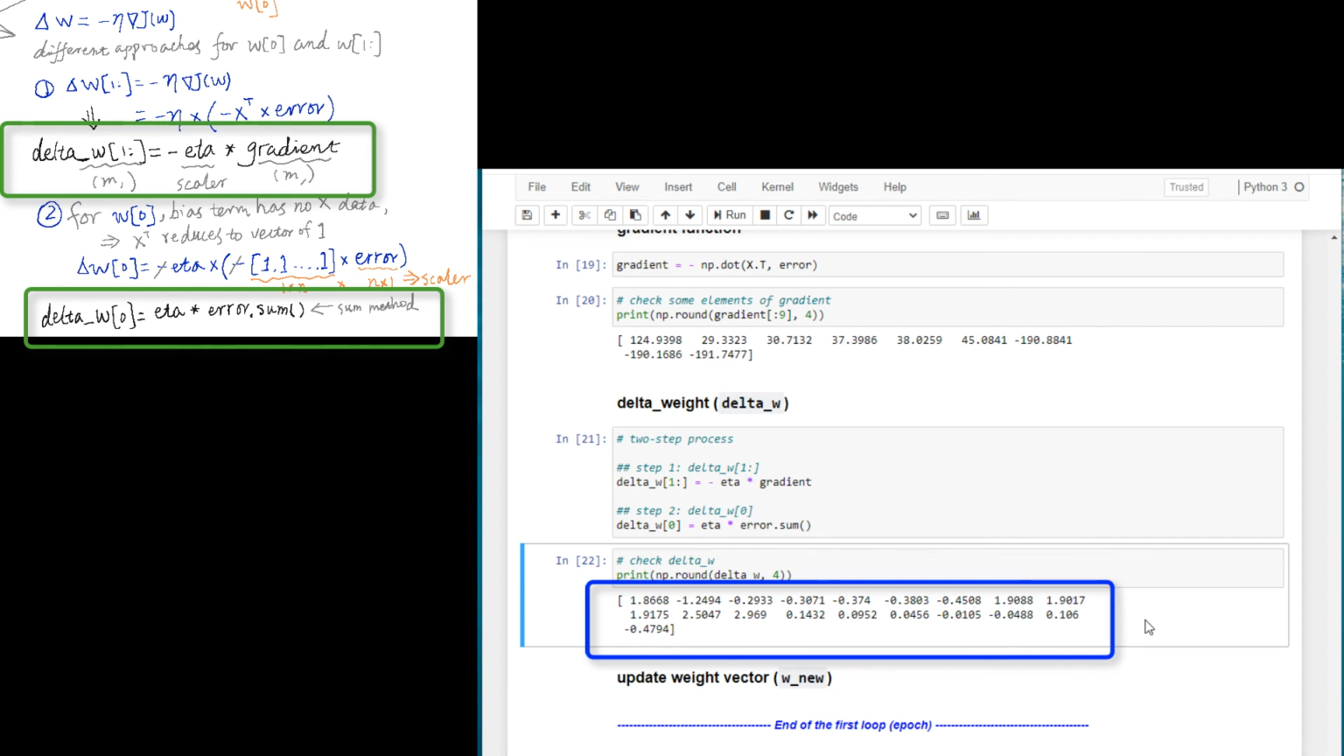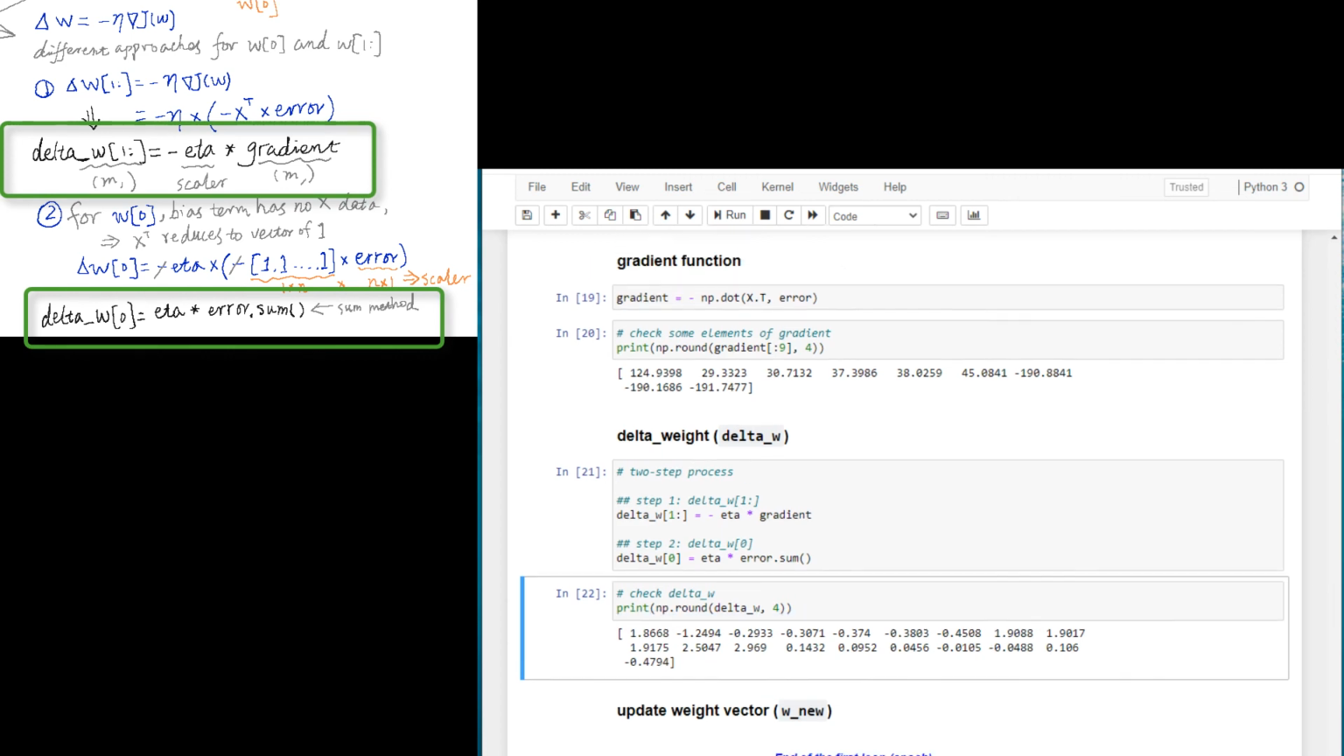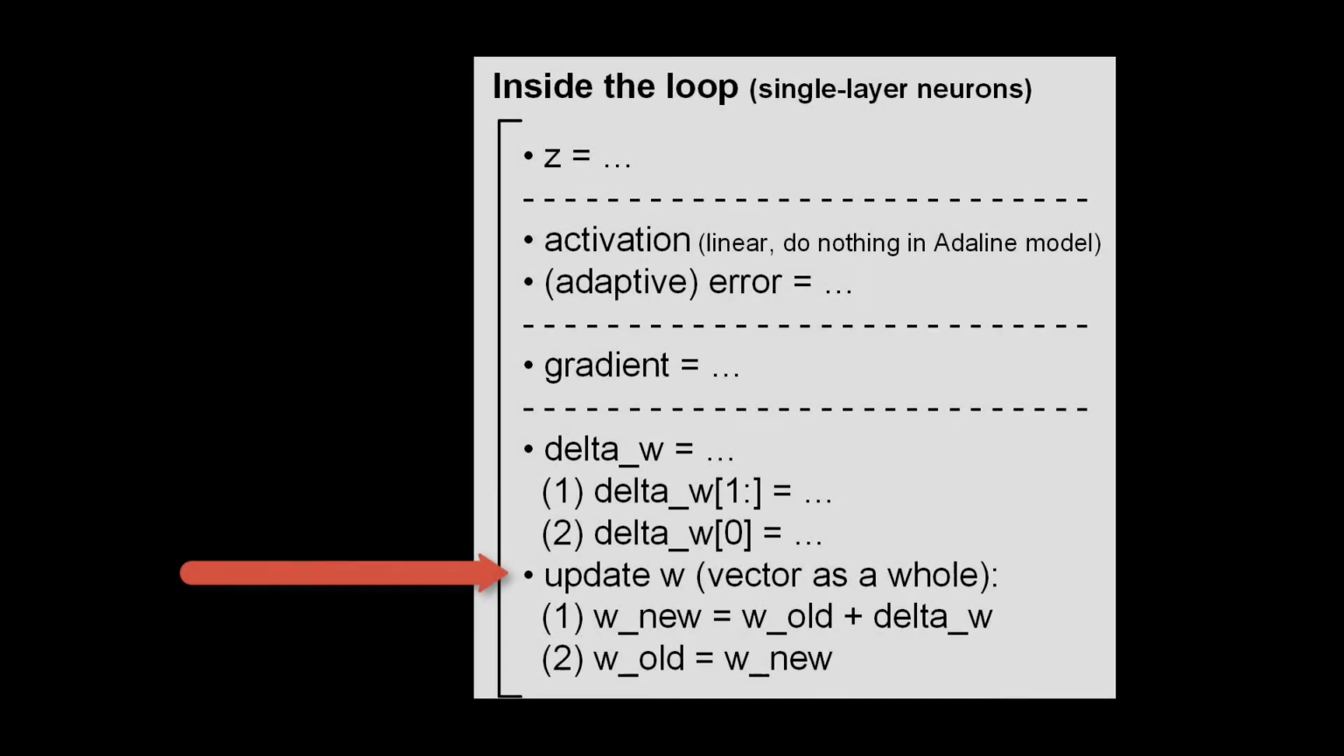Now why do I print all the values? Because this is not a very long vector. It's not a vector of length n, but a vector of length m plus 1. It's the update portion of the weight vector, and the weight vector is not so long, so we can compare these values with the original values that we had previously. And the final step in this process within the loop will be to update the weight by using the delta weight that we just calculated.